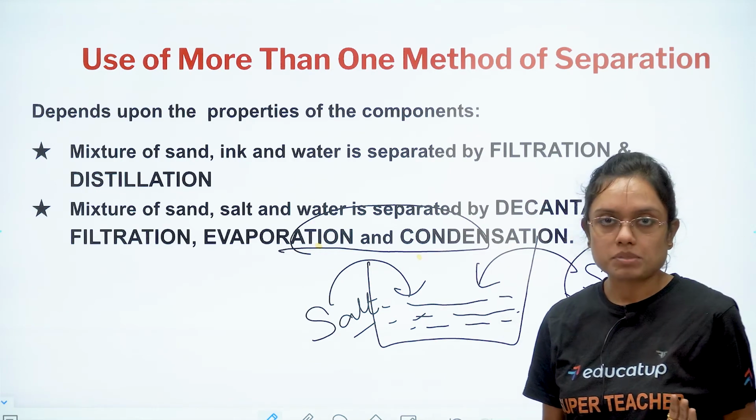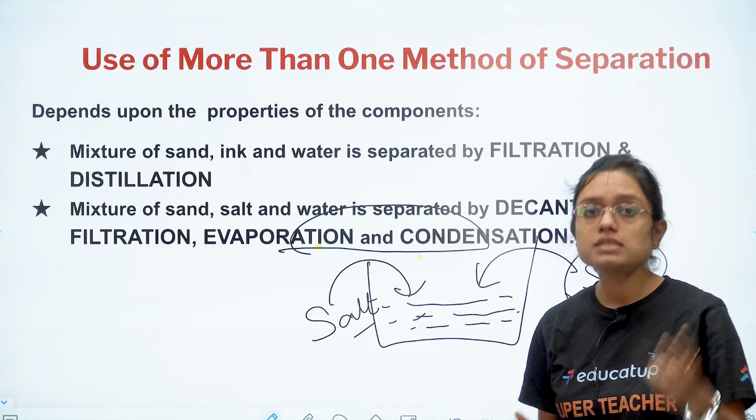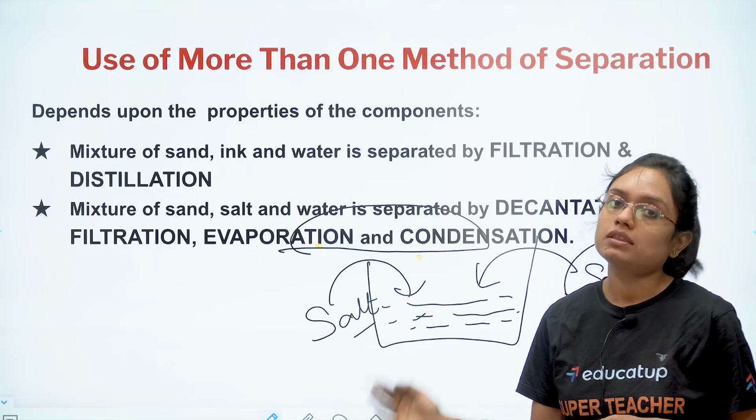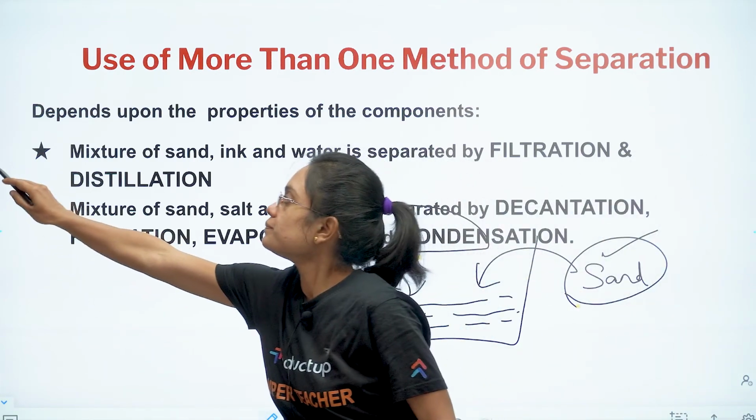So the basic concept is that if you have a mixture in which there are more than two components, you have to use different methods to get the components separately. Now let's move ahead.